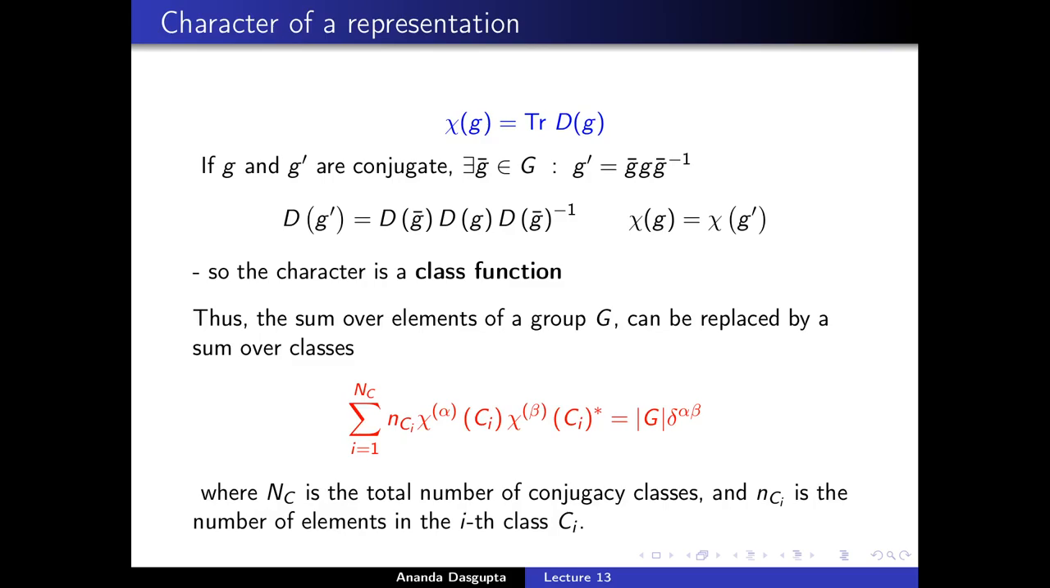The only reason why we can change it into a sum over classes is that every element in a given class contributes exactly the same amount. So all you have to do is multiply the contribution of every element in a class by the number of elements in the class and then add up over all classes. And that is how you change that sum over all g to this sum over all classes. Of course, this keeps the right hand side, mod G delta alpha beta, completely unchanged. Now, this actually has a very nice significance.